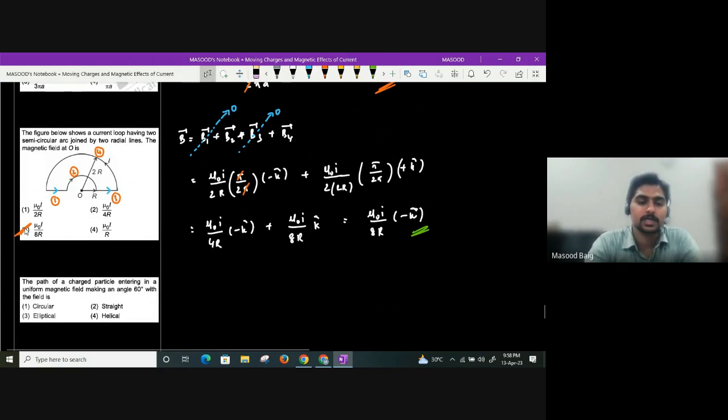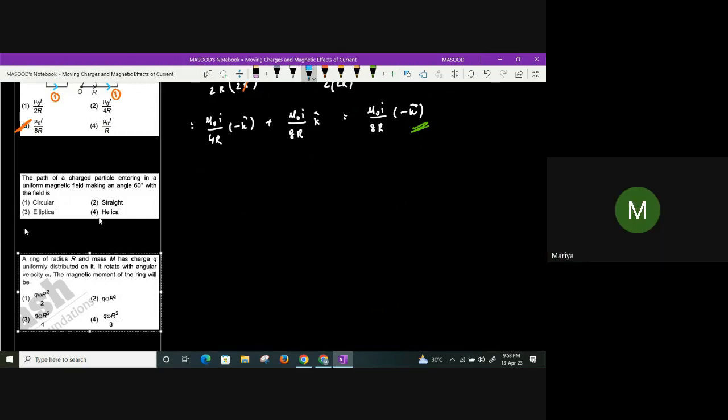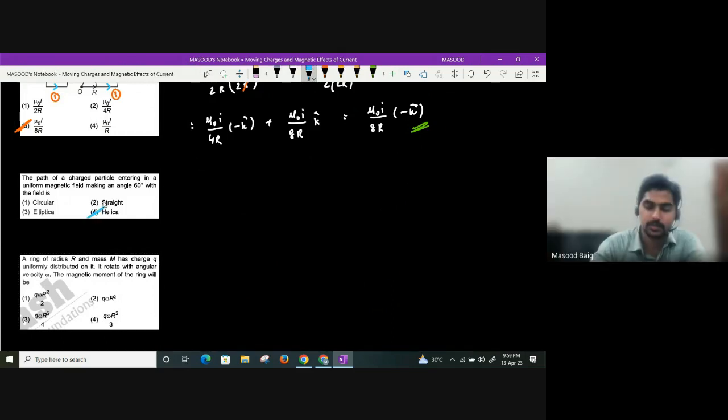Path of a charged particle entering a uniform magnetic field, making an angle of 60 degrees with the field. The velocity is making an angle theta. So what will be the path followed? Helical. It is going to follow a helical path.